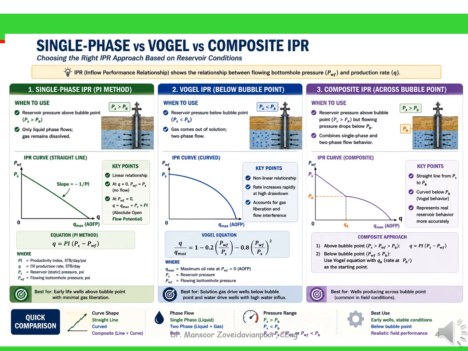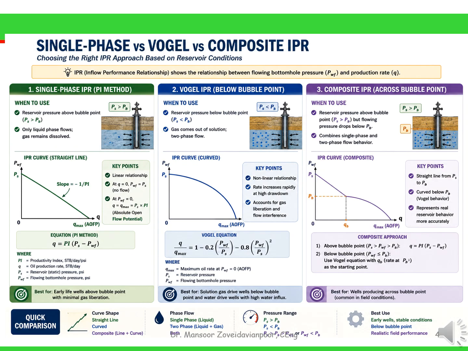A common mistake is to assume that one equation can predict the performance of every well. It cannot, because reservoirs change as pressure declines. When the reservoir pressure remains above the bubble point, only liquid flows through the reservoir. The relationship between pressure and production rate is almost perfectly linear, making the productivity index, or PI, method the correct choice. As the pressure drops below the bubble point, dissolved gas starts coming out of the oil. The reservoir now contains both oil and free gas, causing the flow behavior to become nonlinear. This is why Vogel's equation provides a much more accurate prediction.